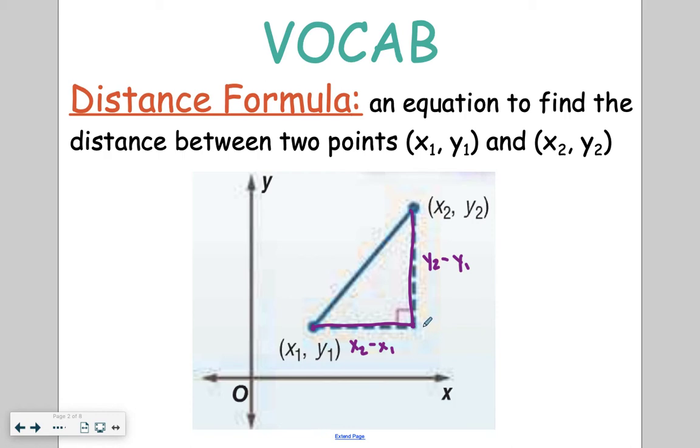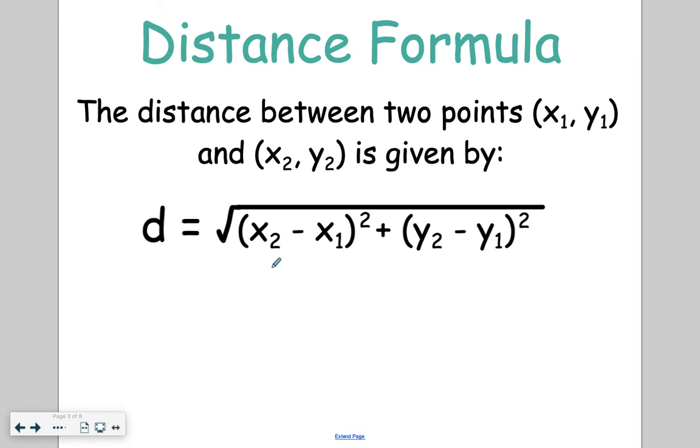So why is this important? Those build our pieces of the distance formula. So to find the distance between 2 points, the distance is equal to the square root of the second x minus the first x squared, so my first leg squared, plus the second y minus the first y squared. So that's second leg squared. So a squared plus b squared, and then normally it would be d squared, but we don't want the distance squared, so we take the square root.